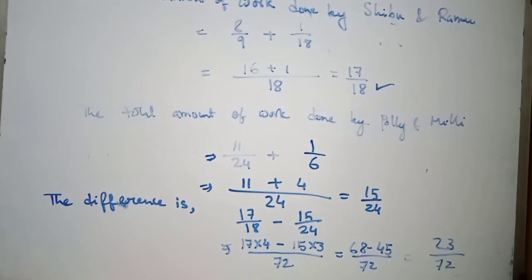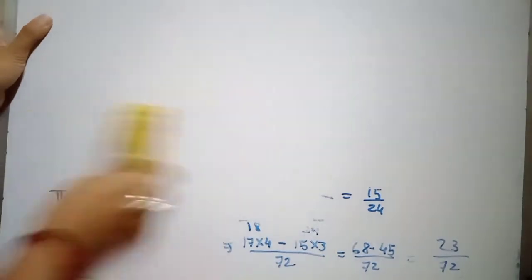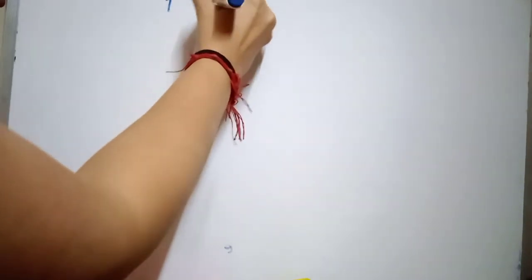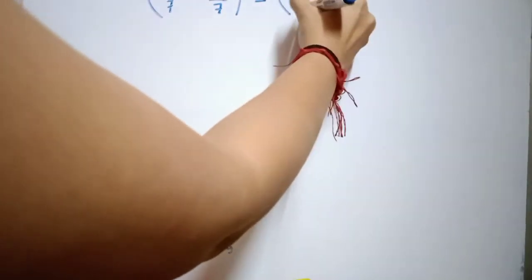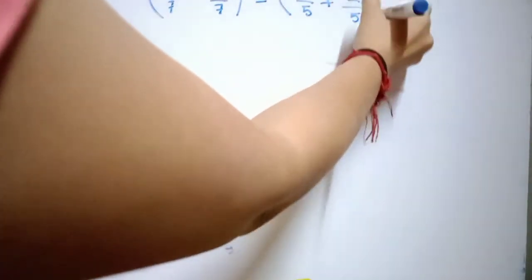Now the last part is simplification. I will do 2 or 3 simplifications for you. Rest of the simplification will be done only by you. I am doing number E here: 1 by 7 plus 5 by 7. Simplification is very easy. I will give you the answer later. So that will be your homework.